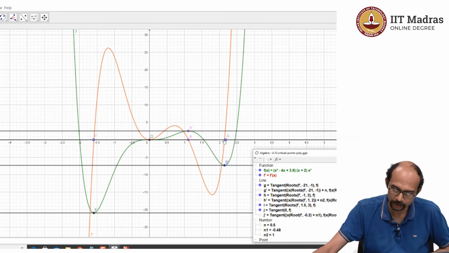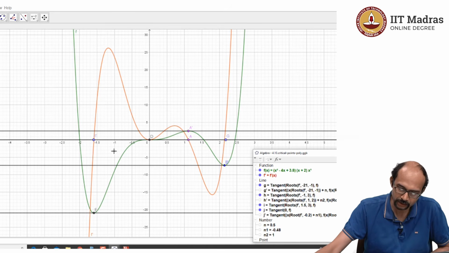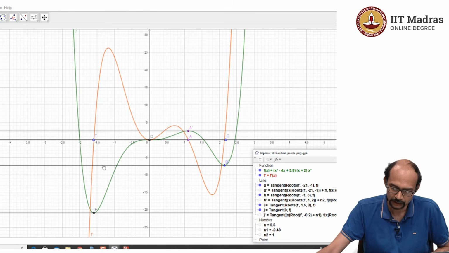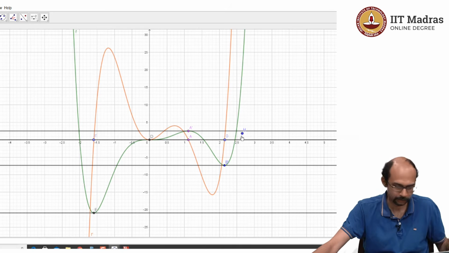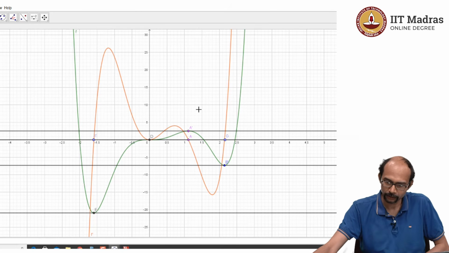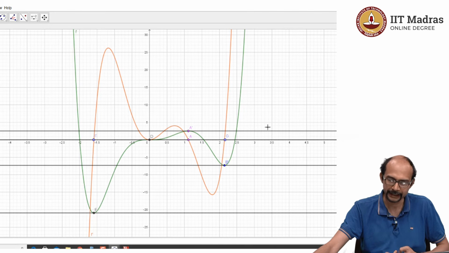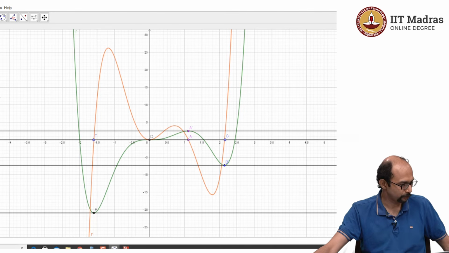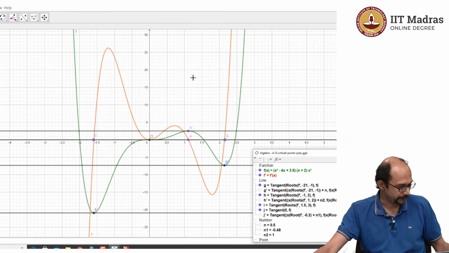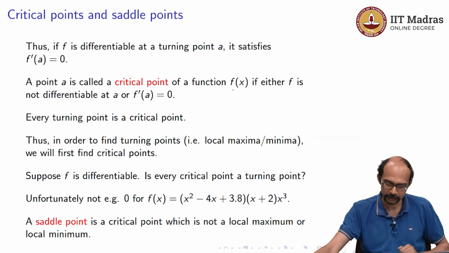Okay, so let us also draw the f prime. So, this is f prime. If you look at f prime, these are exactly the zeros of f prime. F is a 0, D is a 0, A is a 0 and so this point G is a 0. Okay. So, we have identified all the critical points correctly for this function. Fine. So, let us go back to our slides.